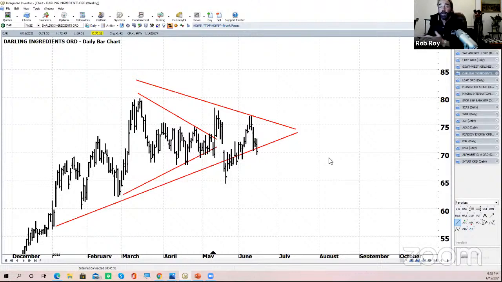But the offsetting good part of that is normally when you get the larger triangle breakout, the breakout is more volatile. So it moves stronger. So it moves bigger. So again, you get rewarded for that patience.